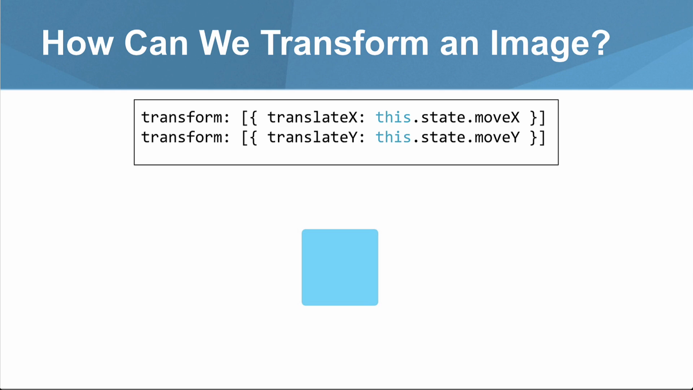Translating an image basically just means moving it from one place to another. When we use translateX, we're moving the image left or right, and translateY moves it up or down. Changing these values in state lets the image slide around the screen.